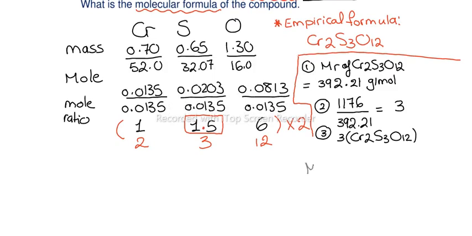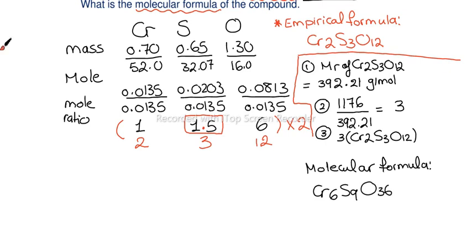So now you are actually done, as you can rewrite your molecular formula. So my molecular formula is Cr6S9O36, and you are actually done.